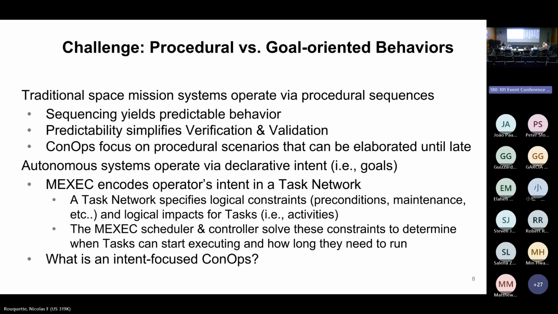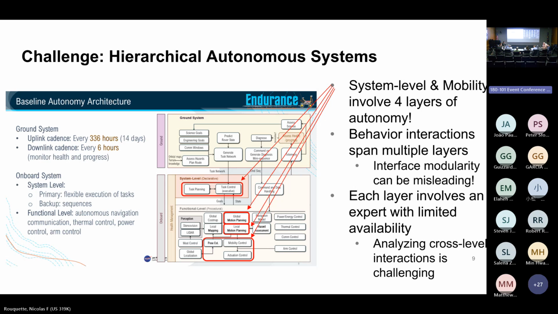On top of that, that intent is specified using logical constraints, which is a paradigm that many system engineers who are used to traditional ConOps are not used to thinking in terms of. So how do we specify an intent-focused ConOps, which is still a question we're trying to answer, but I have some clues about the answer to that.